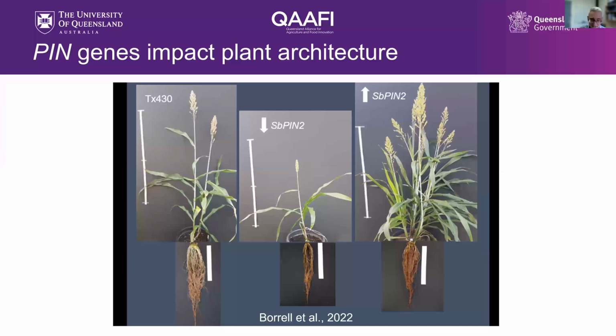We developed some transgenics. This is work done by Ian Godwin and Lou. You can see here, Texas 430, if SB-PIN2 is down-regulated, you get a unicolm and a small leaf area. Upregulation, overexpression of SB-PIN2 gives a high tillering phenotype with a high green leaf area.